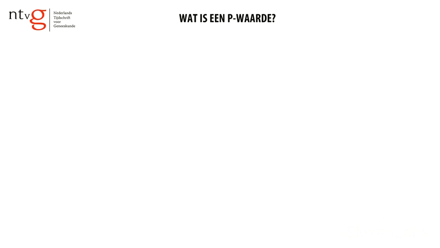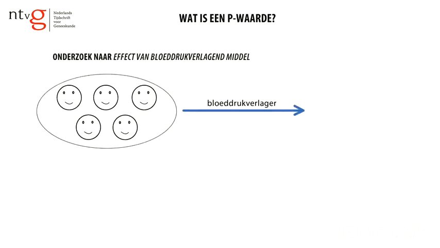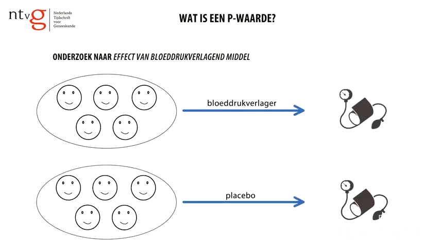We explain this using a study on the effect of a blood pressure lowering drug, where the blood pressure of people with a blood pressure lowering drug is compared to the blood pressure of a group of people who receive a placebo. The calculation and interpretation of the p-value is based on the theoretical situation that there is no effect of the drug, so that the average blood pressure in the two groups is the same. This position is called the null hypothesis.